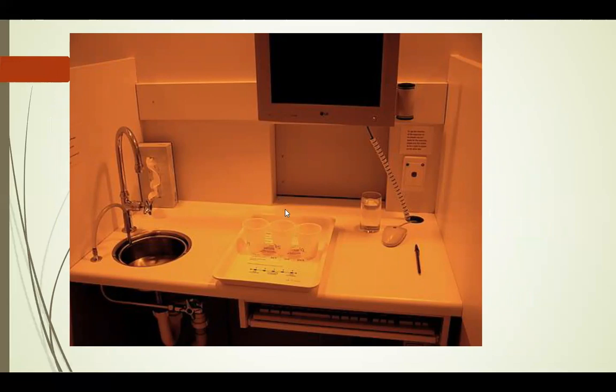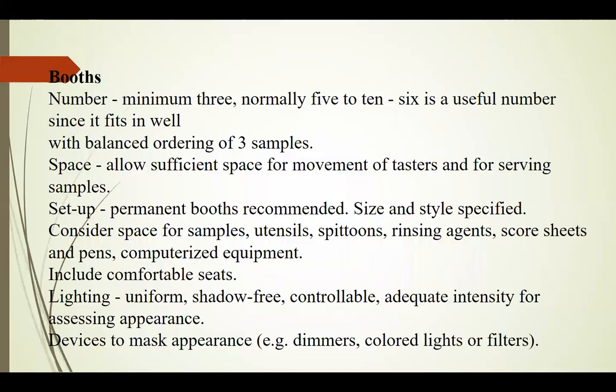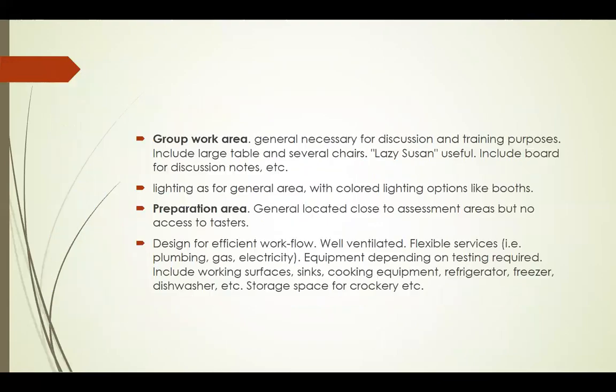And also, there are experiments where they change the color of the lighting to red, green, yellow. How does this influence the evaluation of the samples? Also for the setups, we consider space for samples, utensils, spittoons, rinsing agents, score sheets and pens, and computerized equipment, and include comfortable seats, controllable lighting, and devices to mask appearance, such as dimmers, colored light, and/or filters.